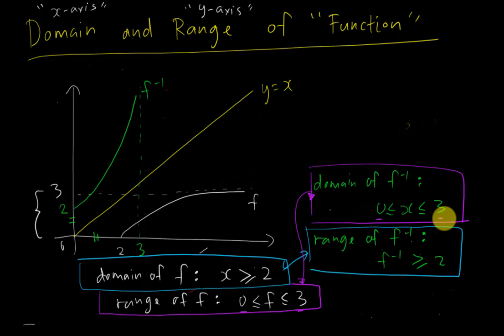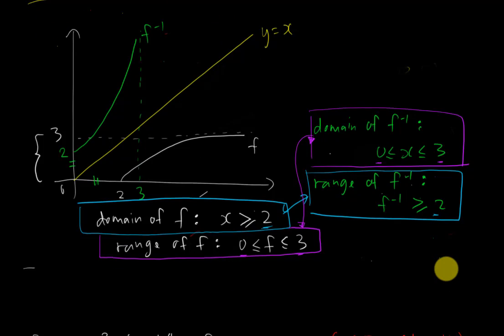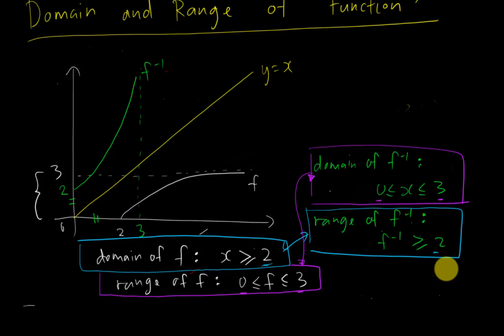Just the difference is, for the domain we always use x to represent it, and for the range of f we will use f to represent it. The range for f inverse, I will use f inverse to represent it. So the domain is always using x. And then you realize that the domain of f over here is just 2. So therefore we come to a conclusion here. You just remember things like this.